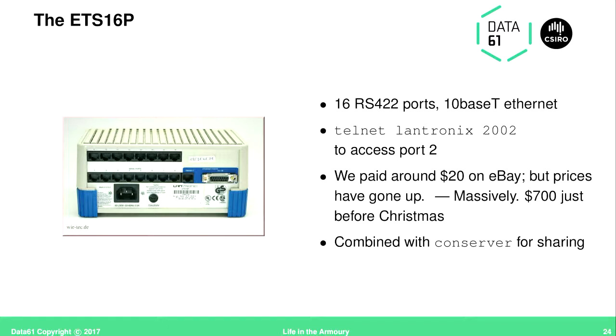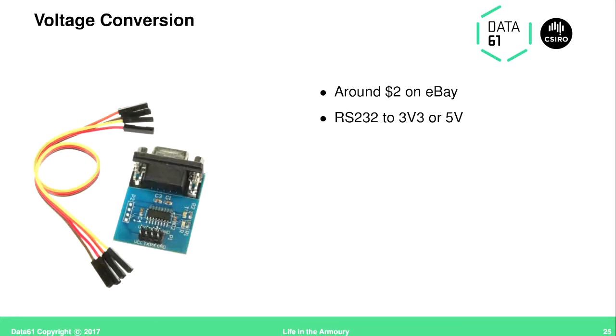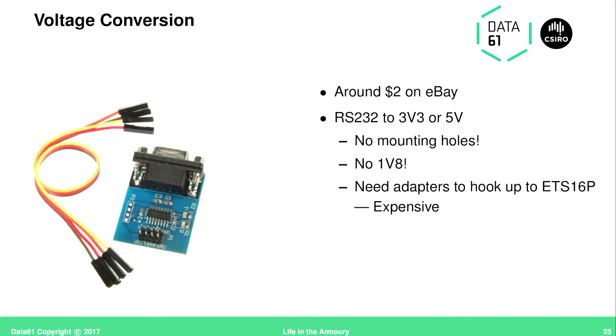So, well, how are you going to do voltage conversion? Well, search on eBay. You can find one of these gadgets. They're about $2. They've got two problems, though. Can you see any mounting holes on that thing? No. So, no mounting holes. And they only do 3.3 and 5 volts. There's no 1.8 volts there, and about half our machines are 1.8 volts. Oh, and you also need an adapter to hook up to the ETS16P. You can get those off eBay. They're about $2 each, but they come unwired.